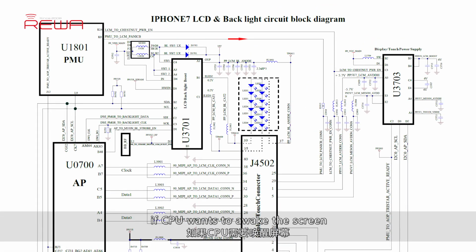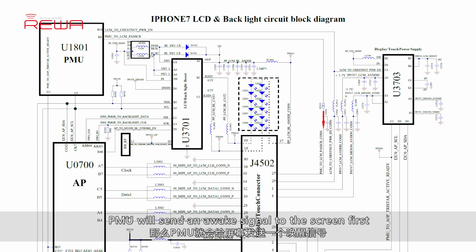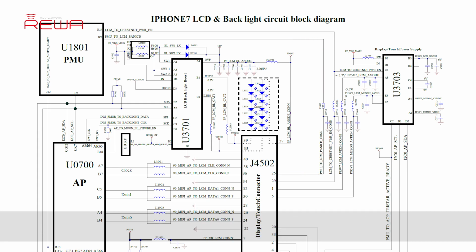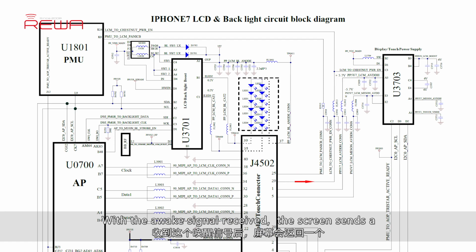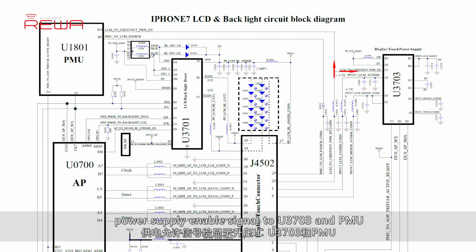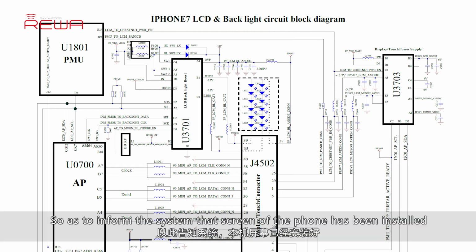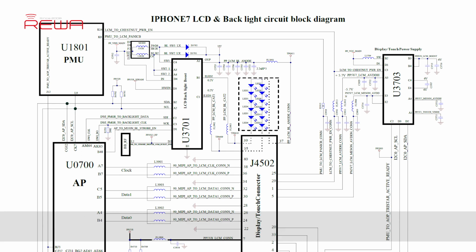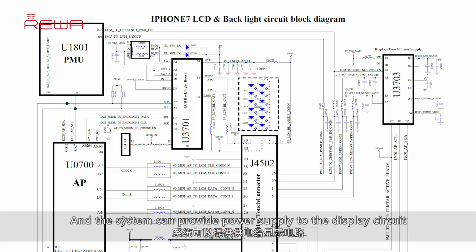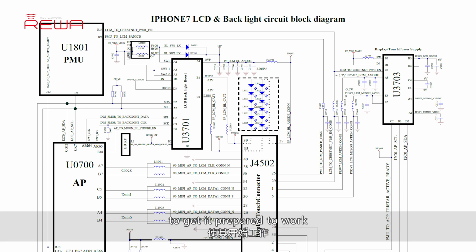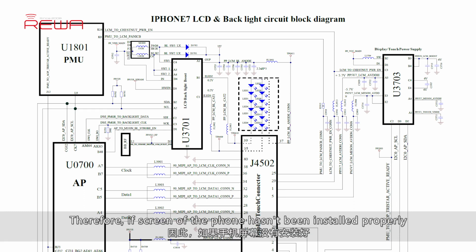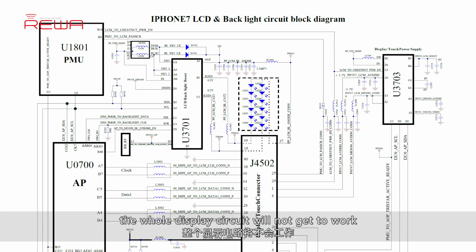If CPU wants to awake the screen, PMU will send an awake signal to the screen first. With the awake signal received, the screen sends a power supply enable signal to U3703 and PMU, so as to inform the system that screen of the phone has been installed, and the system can provide power supply to the display circuit to get it prepared to work. The power supply enable signal is the enable signal for the whole display circuit. Therefore, if screen of the phone hasn't been installed properly, the whole display circuit will not get to work.